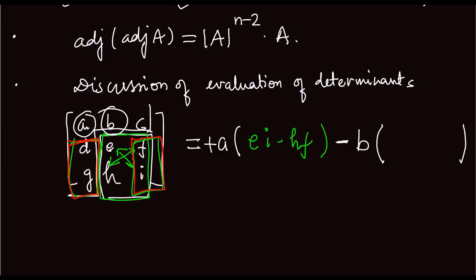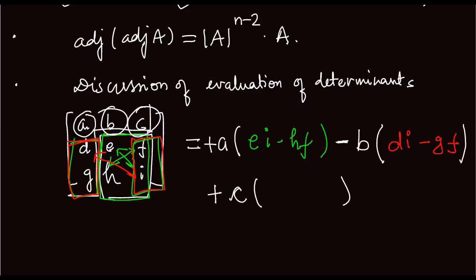This one and this one. So for D, first of all you will multiply D and F, and then D and I, minus G and F. Fine. Then we'll move on to C. So alternate plus minus sign.